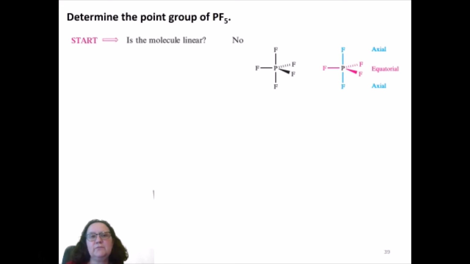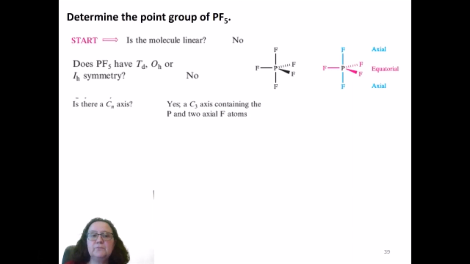So let's make a start. Is the molecule linear? Well, no, it definitely is not linear. Does it have tetrahedral, octahedral, or icosahedral symmetry? Well, no, it doesn't look like a tetrahedron, an octahedron, or an icosahedron. Does it have any Cn axis? Yes, it has. It has a C3 axis that goes through the phosphorus-fluorine bond that contains the phosphorus and the two axial fluorine atoms.